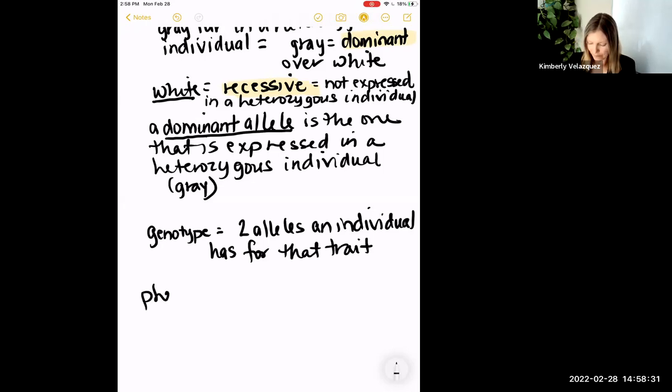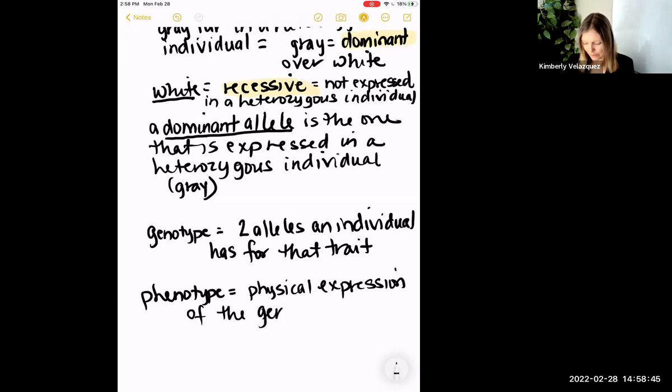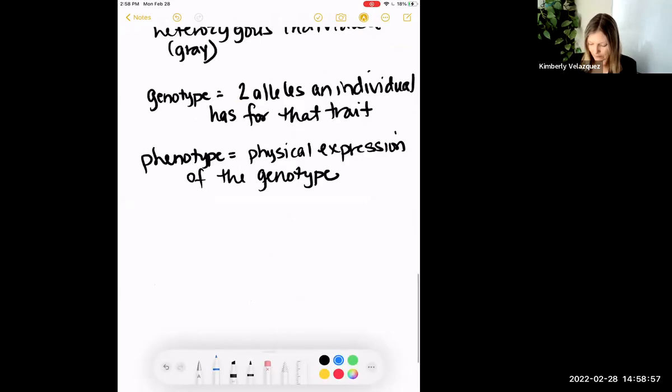And then the phenotype is really how that genotype gets expressed. It's the physical expression of the genotype. Going back to the rabbit fur color as our example, that first rabbit was gray and gray. That was the genotype. And the phenotype is going to be how that genotype is expressed.